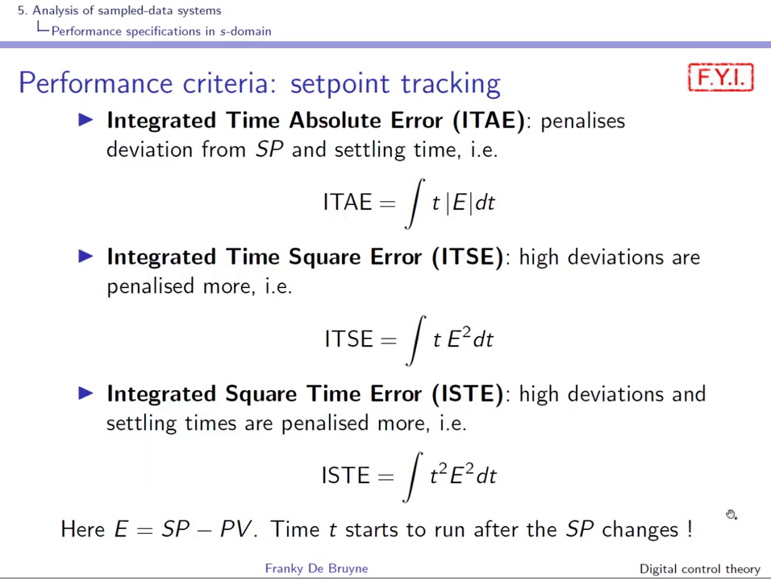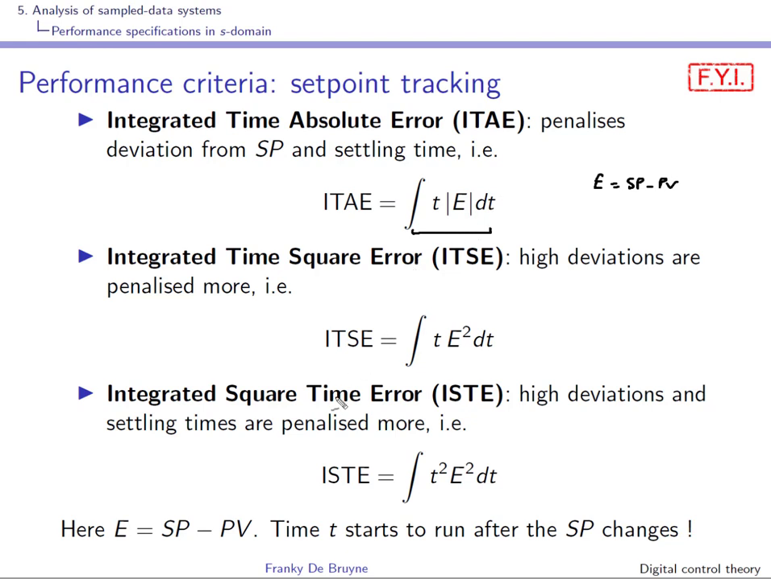So that you would know what the ITAE criterion is, it means integrated time absolute error. This criterion is linked to this integral. Remember that E, the control error, is set point minus PV. And in this integral, you look at the absolute value of the control error, and you multiply it by t, the time that starts to run after a set point change, right? If you compute this quantity, you obtain the so-called ITAE criterion.